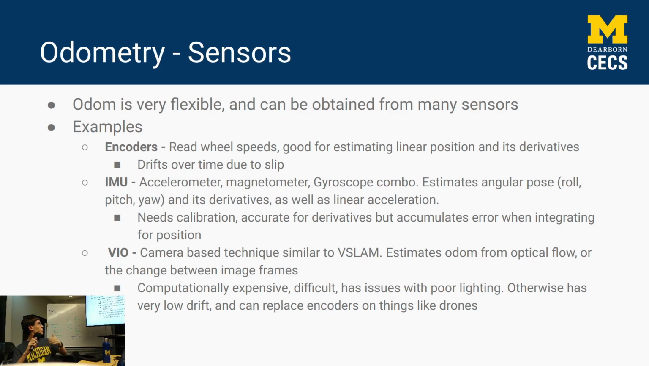So probably the 3 biggest I've seen are encoders, which read wheel speeds, and this is generally good for linear velocity, linear acceleration, because wheels like to go straight. And then IMUs, which are just a combo accelerometer, gyroscope, and magnetometer. So this is best for figuring out your angular accelerations, because that's best at measuring roll, pitch, yaw. But it can also be used for linear stuff as well. It's just going to accumulate error really quickly, unlike wheel encoders.